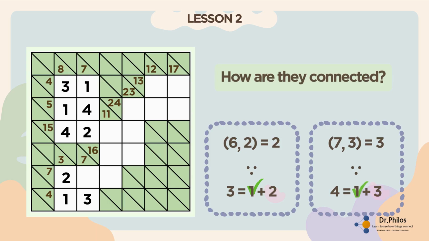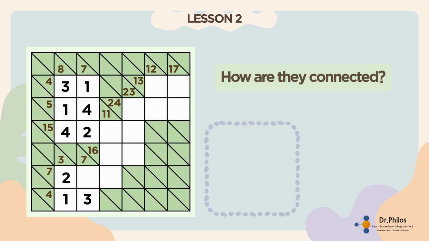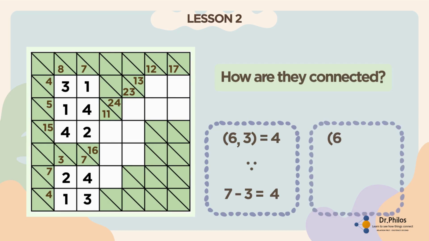Keep going. 6, 3 is 4. Because 7 minus 3 equals 4. 6, 4 is 1. Because 7 equals 1 plus 2 plus 4. And since we already know 6, 2 is 2, and 6, 3 is 4, the remaining number is 1. It is going so smoothly.